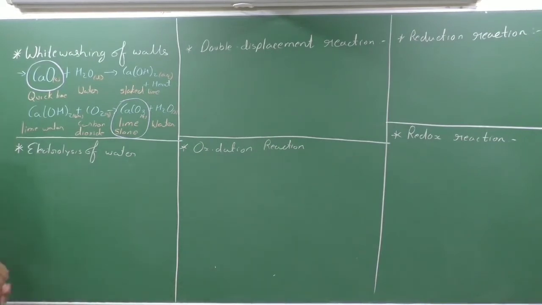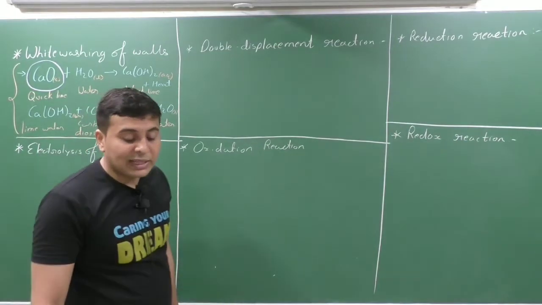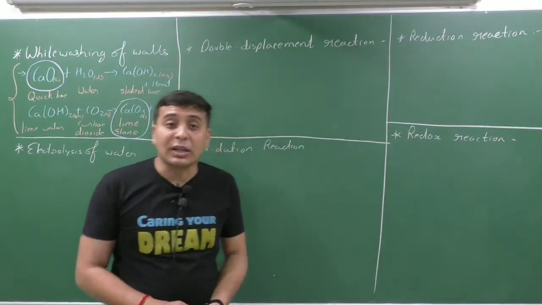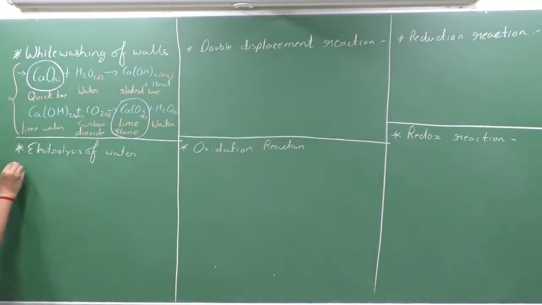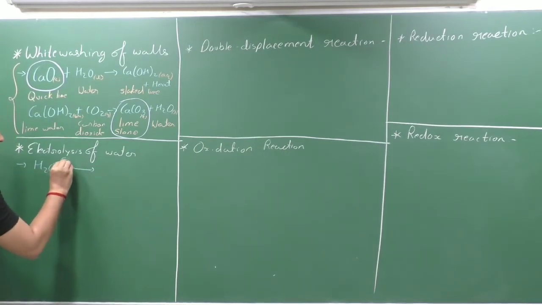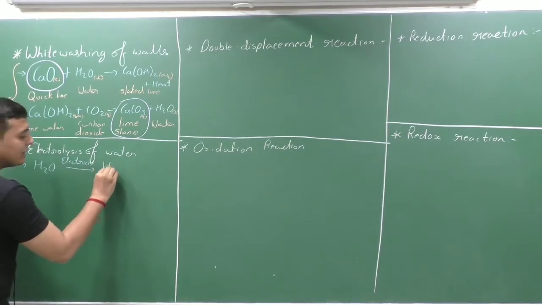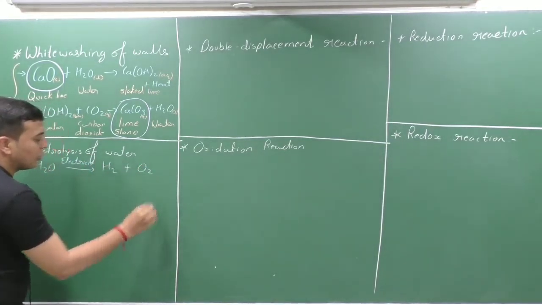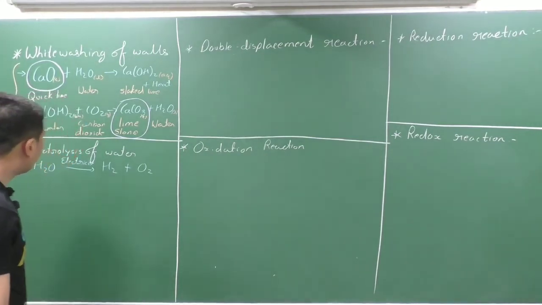Now another such type of important question, this is quite an important question, is the electrolysis of water. That is one of the examples of the decomposition reaction. How can water be separated? Water can be separated when H2O, in the presence of electricity, gets divided into H2 plus O2. H2 plus O2.